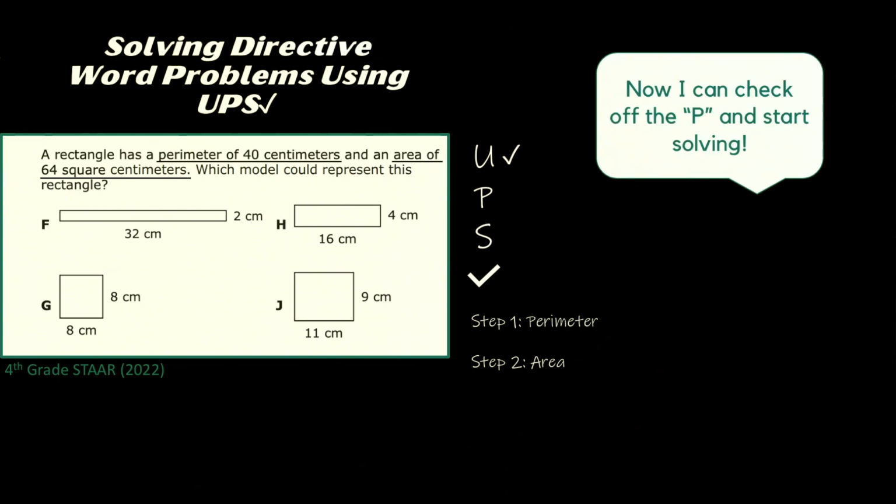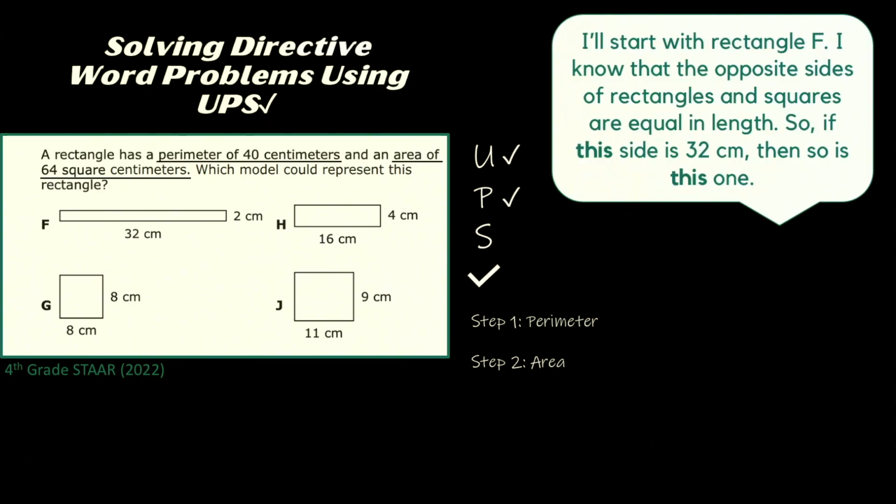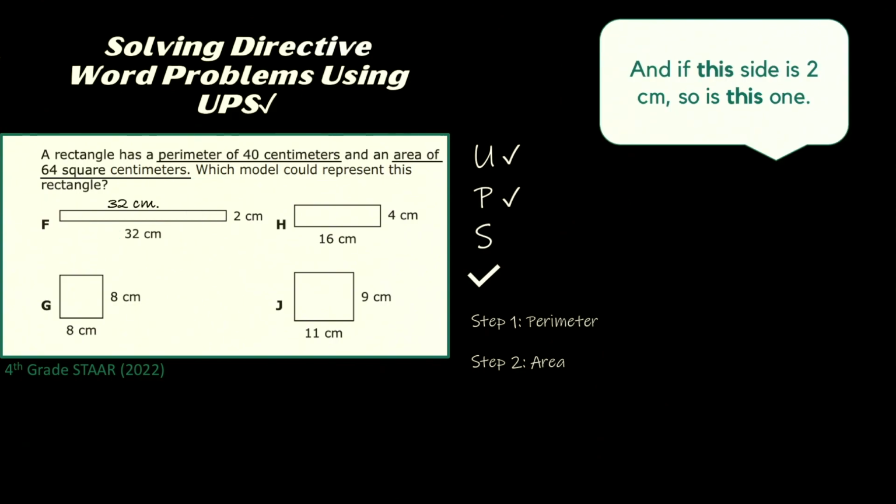Now I can check off the P and start solving. I'll start with rectangle F. I know that the opposite sides of rectangles and squares are equal in length. So if this side is 32 centimeters, then so is this one. And I'll go ahead and label the length of this side. And if this side is 2 centimeters, then so is this one.